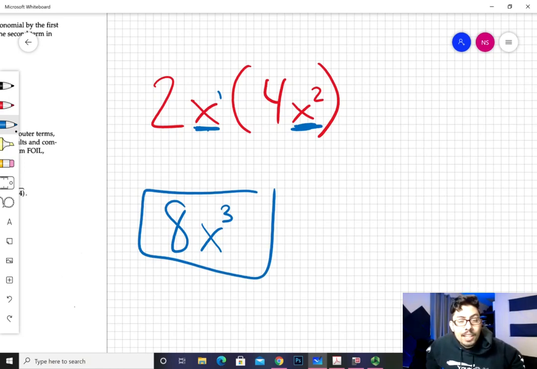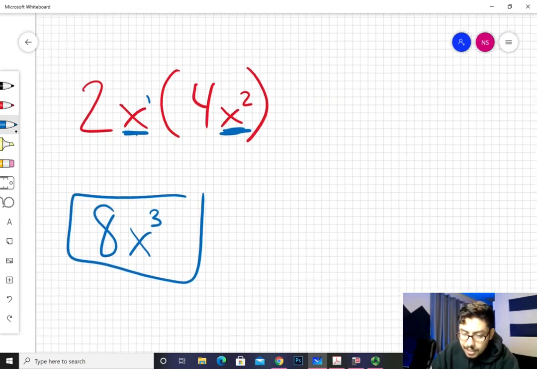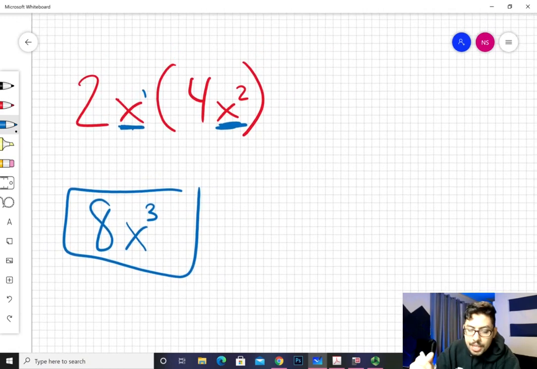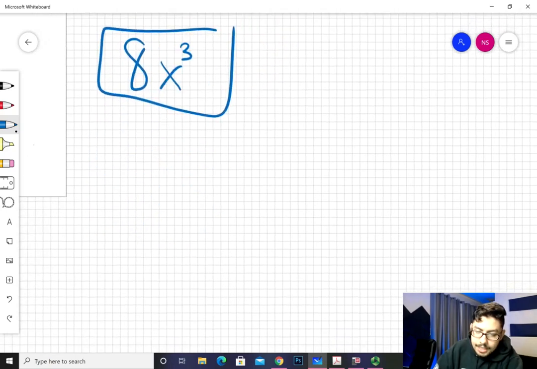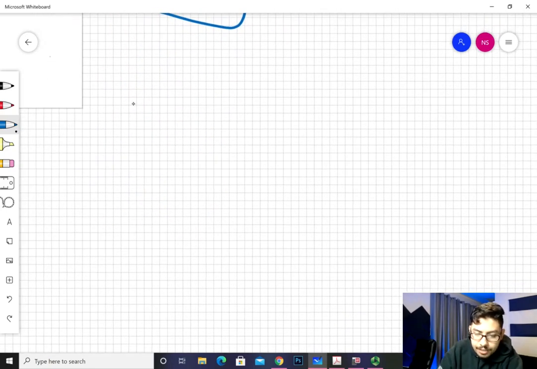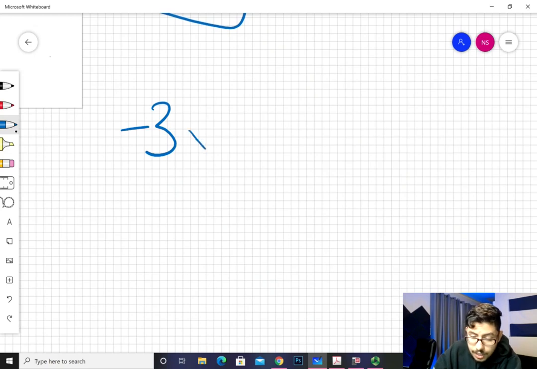Pretty straightforward, huh? Don't get too cocky, y'all. It's going to get a little challenging right here. Let's switch it up a bit and make it a little bit more complicated. So let's say we have negative 3 X Y Z, and 4 X squared Y to the 5.